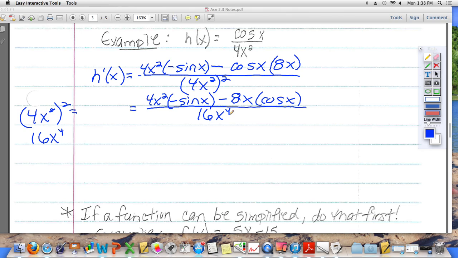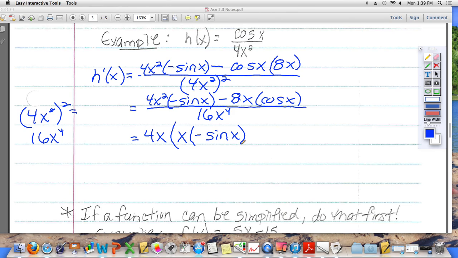Now, numerator, we have two terms. We have these two things, 4x squared times negative sine of x, and we have 8x times the cosine of x. What do they have in common? What can I factor out? 4. They're both divisible by a 4, and they are also both divisible by an x. So I'm going to take a 4x out of this. When I take a 4x out, what am I left with? An x, very nice, and a negative sine of x.